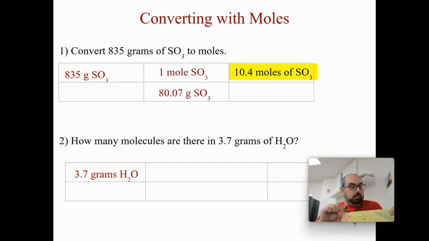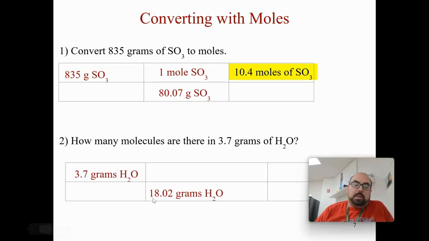Hydrogen is 1.01. Oxygen is 16.00. So I'm going to do 2 hydrogens. If one hydrogen is 1.01, 2 hydrogens is 2.02. Oxygen is 16. I'm going to add those together, and that gets me 18.02 grams of H2O. And that's how many grams there are in 1 mole.